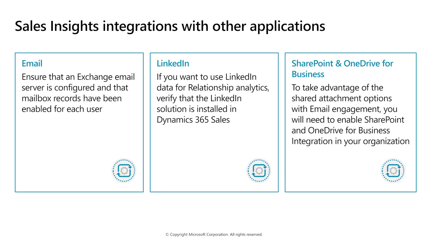Now, some of the other things: Sales Insights integrates with other applications. I've got email, so we can ensure that an Exchange email server is configured and that the mailbox for each user has been enabled. You've got LinkedIn. If you want to use LinkedIn data for relationship assistance, verify that the LinkedIn solution is installed in Dynamics 365 Sales. Use SharePoint and OneDrive for Business. To take advantage of the shared attachments option with email engagements, you need to enable SharePoint and OneDrive for Business integration in your organization.